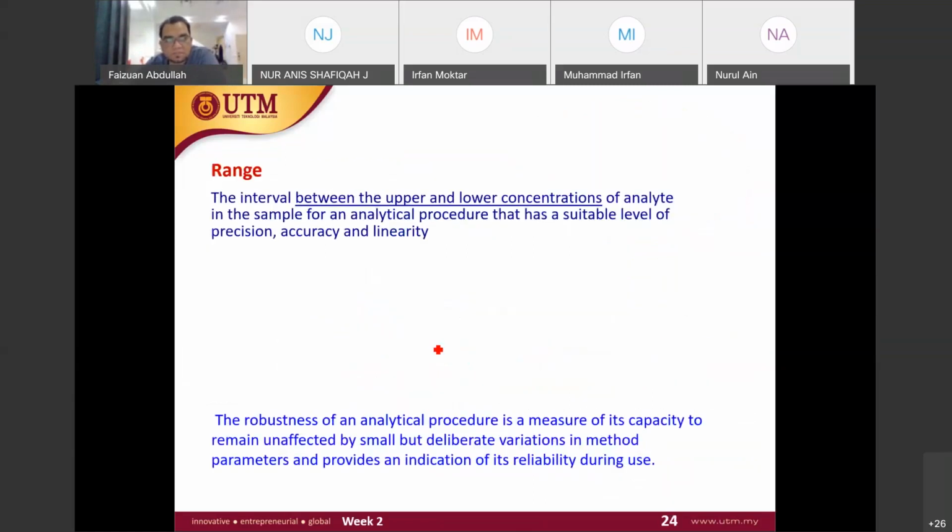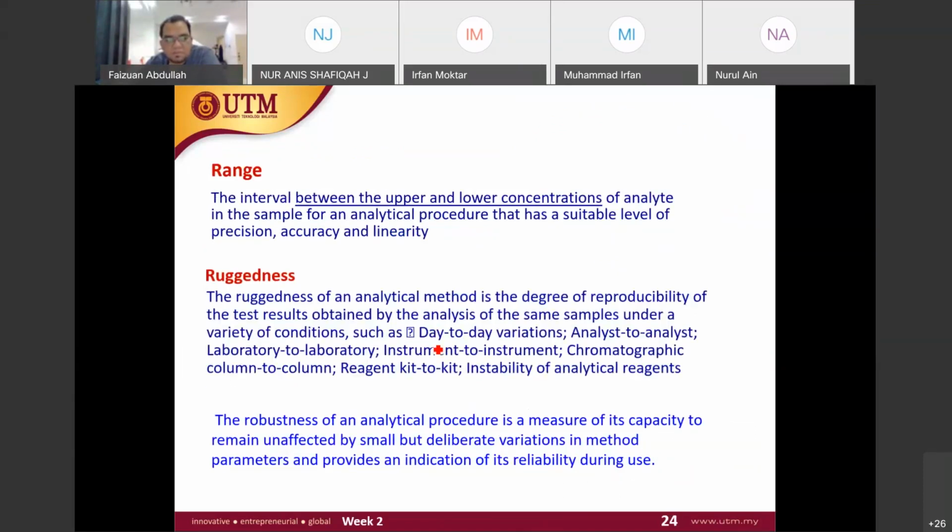So what about the range? The interval between the upper and lower concentration of analyte in the sample for an analytical procedure that has a suitable level of precision and accuracy. And what about ruggedness? Ruggedness of an analytical method is the degree of reproducibility of the test result obtained by analysis of the same sample under a variety of conditions.